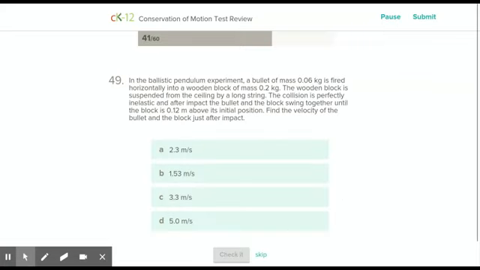Number 49, in a ballistic pendulum experiment, a bullet of mass 0.06 kilogram is fired horizontally into a wood block of mass 0.2. The wood block is suspended from the ceiling by a long string. Isn't that the same question that we skipped? And then we're going to skip it again.